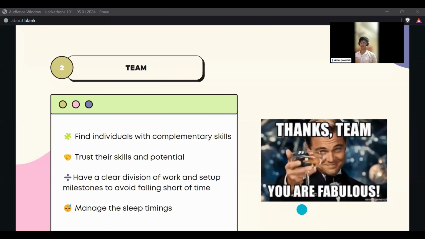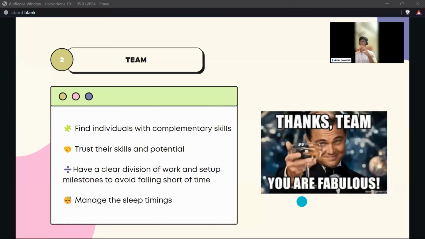So it's basically better to have different people of various skill sets. For our team, we definitely had a blockchain developer, an IoT developer, a front end developer, a full stack developer, and so on. Trust their skills and potential. Trust is a really important thing. Just believe in your team. They will definitely help you make the best out of your project.